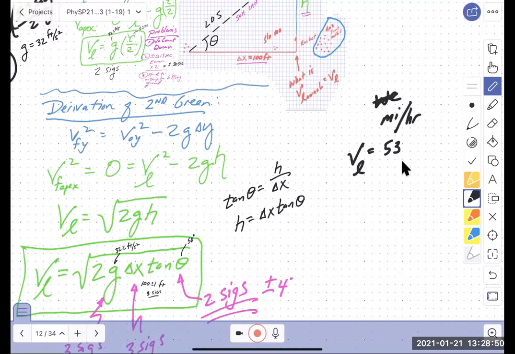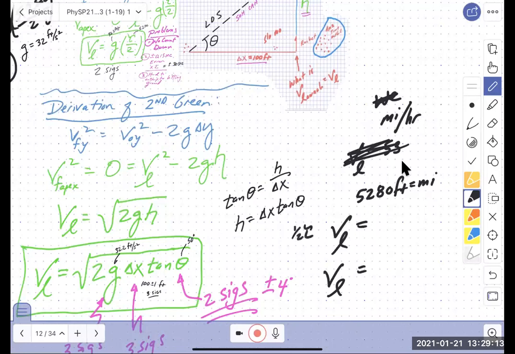And so we have to do a quick unit analysis. Remember, there's 5,280 feet in a mile, and of course, 3,600 seconds in an hour. So what is V launch? I need V launch both ways, using both methods. This will be the half tau method, and this will be the angle method, in miles per hour. What do we get?